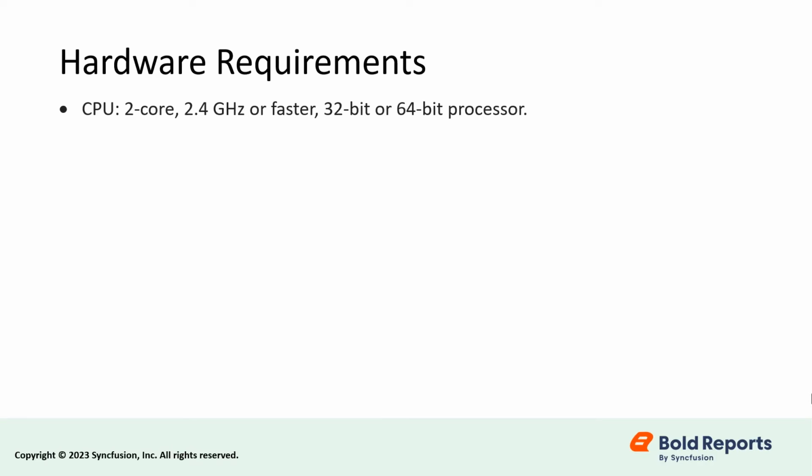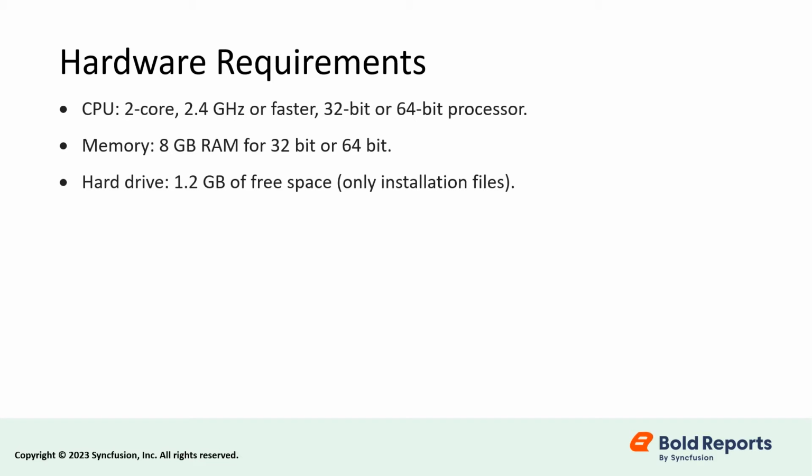Let's start with the prerequisites required to deploy the report server. The hardware requirements are CPU, 2-core, 2.4 GHz or faster, 32-bit or 64-bit processor. Memory, 8 GB RAM for 32-bit or 64-bit. Hard drive, 1.2 GB of free space, only installation files.